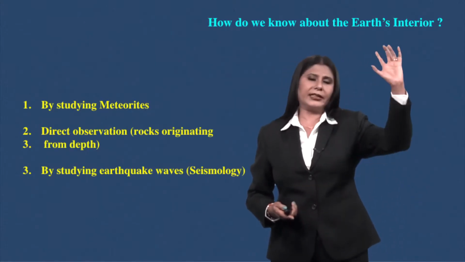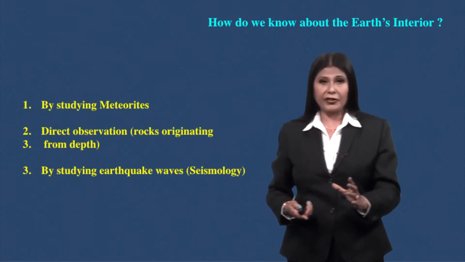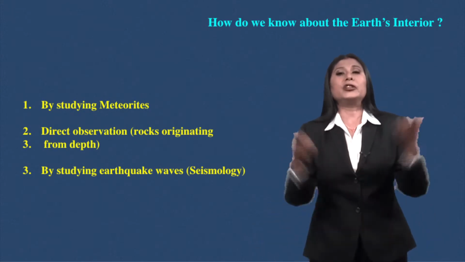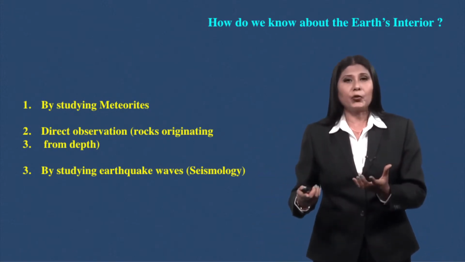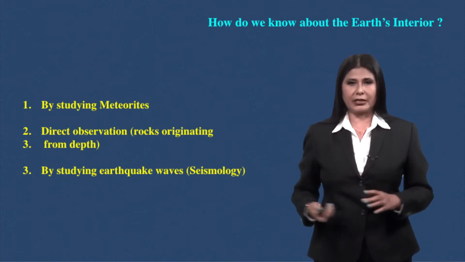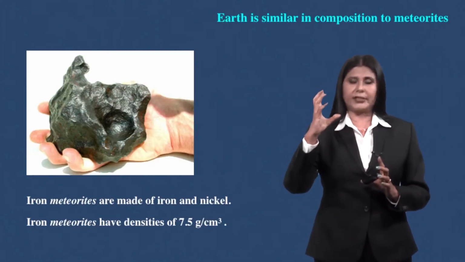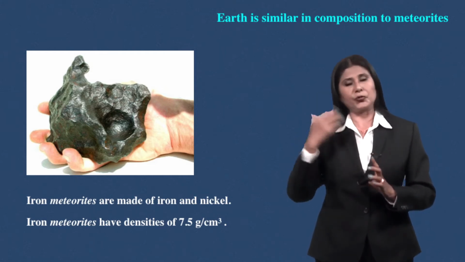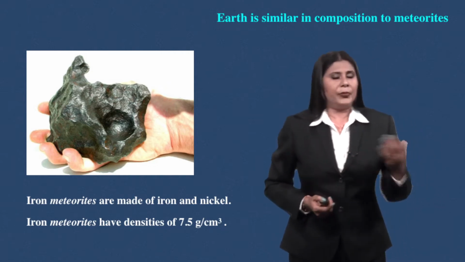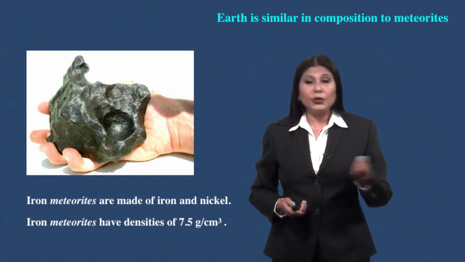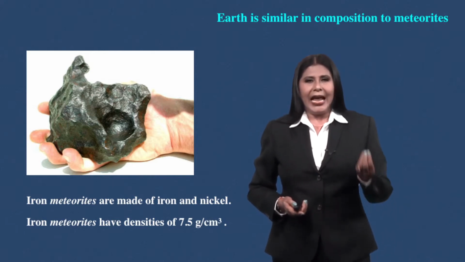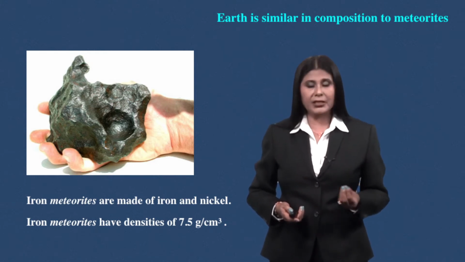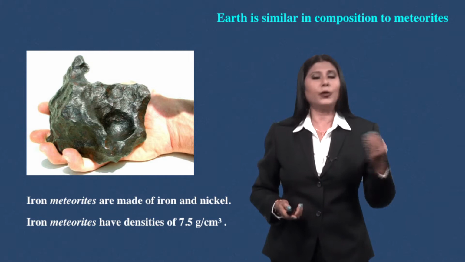By studying meteorites that fall on the surface of the earth, by direct observation of the rocks which originate from deep inside the earth, and earthquake waves, we know about the interior of the earth. Meteorites or meteors are celestial chunks of rock which come from the sky, which we call Dardutna. They are preserved in many geological museums all over the world, and iron meteorites have densities of 7.5 gram per cubic centimeter, which is a lot like the interior of the earth.